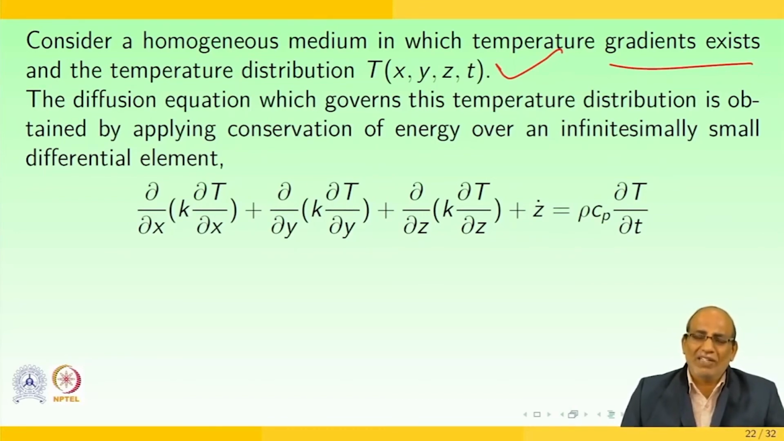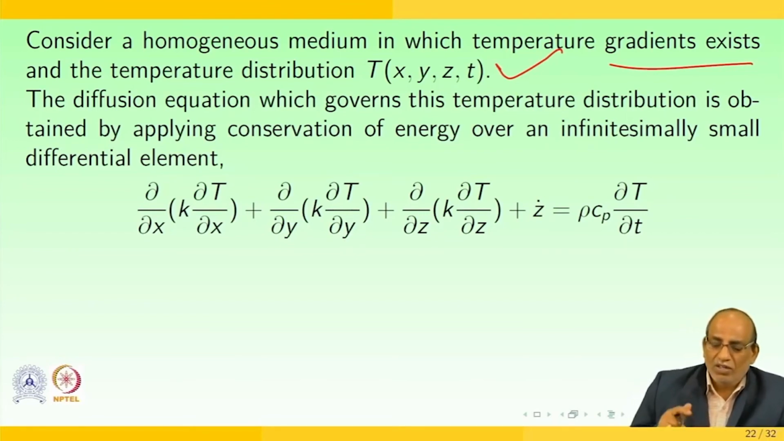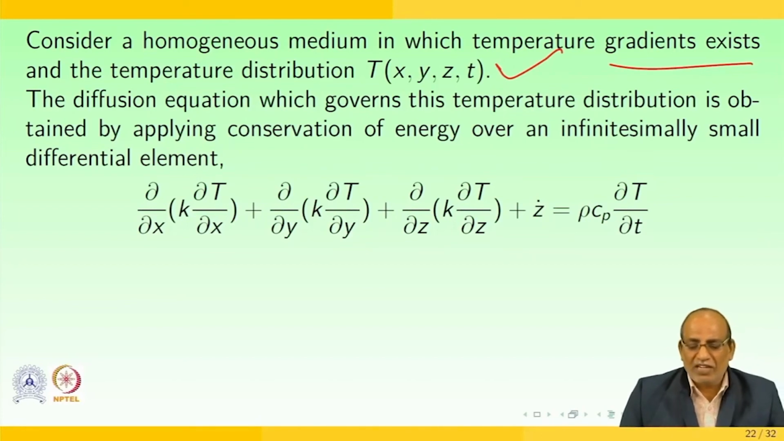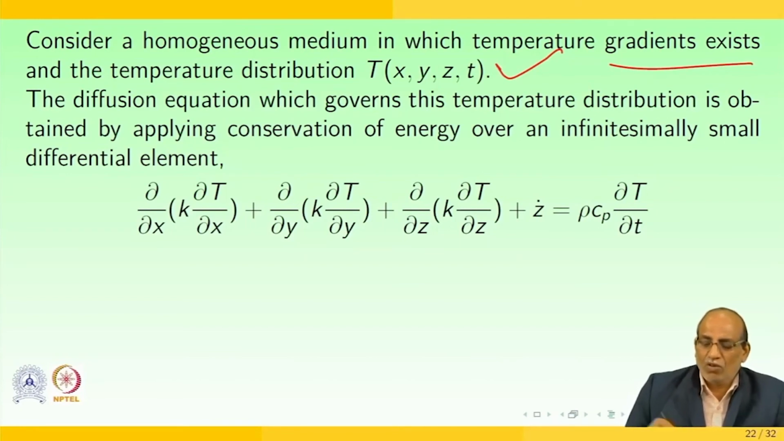When you go to imaging or topography, radiation will have a higher role. Similarly, when you go to solid bodies, you have conduction. When you go to fluids, you will have convection playing the dominant role. Now let us look into the diffusion equation which governs this temperature distribution. It is obtained by applying conservation of energy over an infinitesimal element.